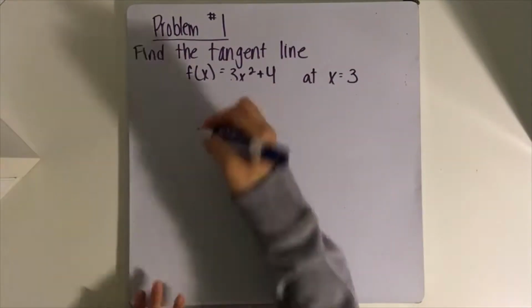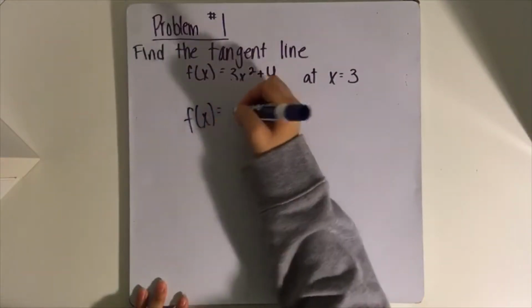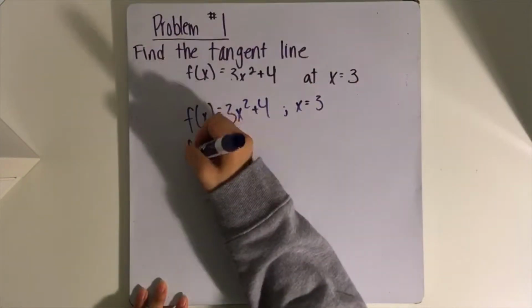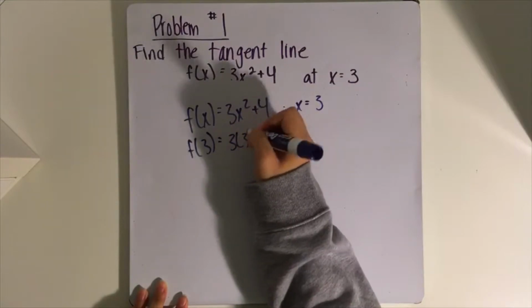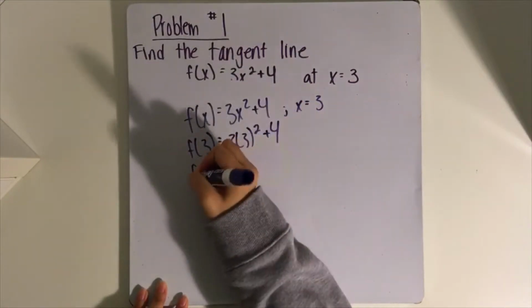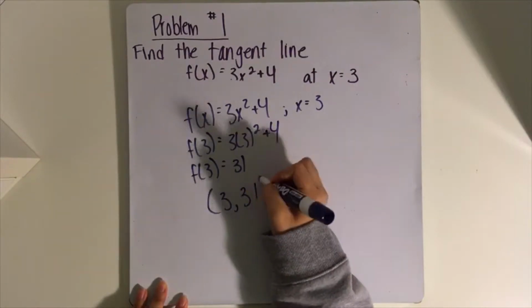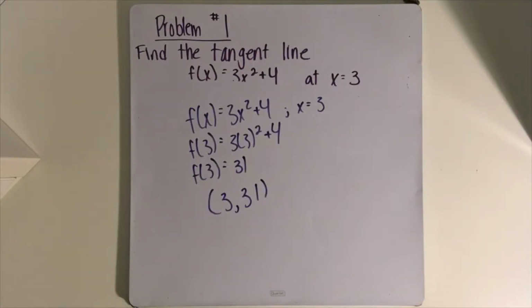Now that you've found the slope of the tangent line, which is 18, all that you need now is a point of the tangent line to form the equation. So by plugging in x to the original equation, you get y, which is 31. Therefore, you found the point (3, 31).